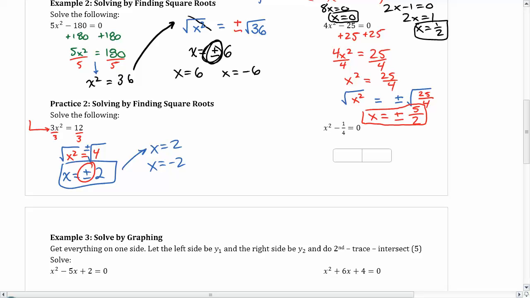Okay, your last one now. x squared minus 1/4 equals 0. Get rid of your 1/4 on both sides. So x squared equals 1/4. Now, there's nothing to divide by, so take your square root, add a positive and a negative to the right-hand side. So x equals, well, the square root of 1 is 1, and the square root of 4 is 2. So x equals plus or minus 1/2.